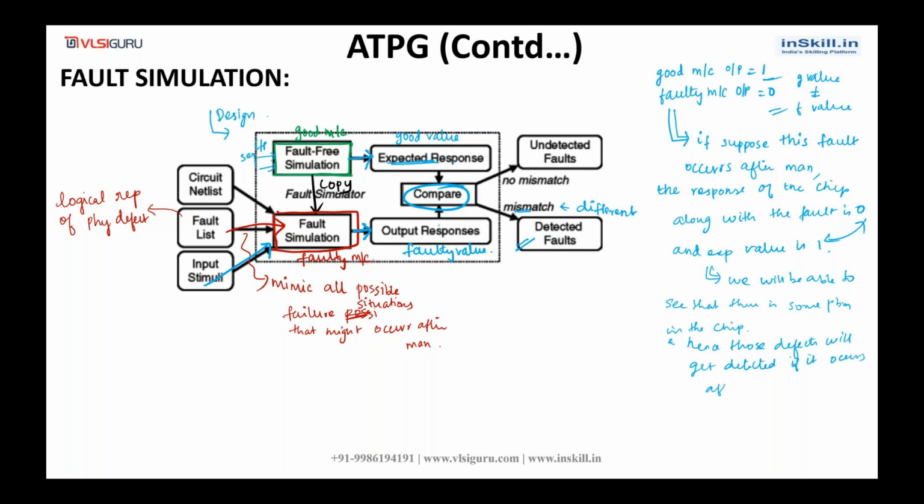That is why the tool does the comparison between the good machine output and the faulty machine output. If both are different, it will place those faults into the detected class. What does the detected class of faults imply? It implies that if any of the faults in this class occurs after manufacturing, it will get detected with the generated test pattern.